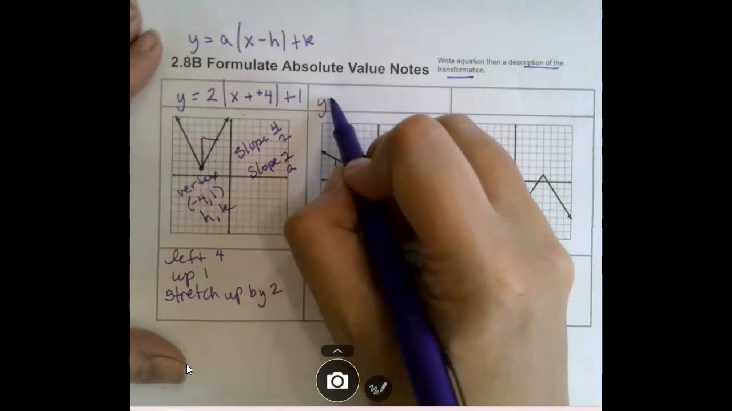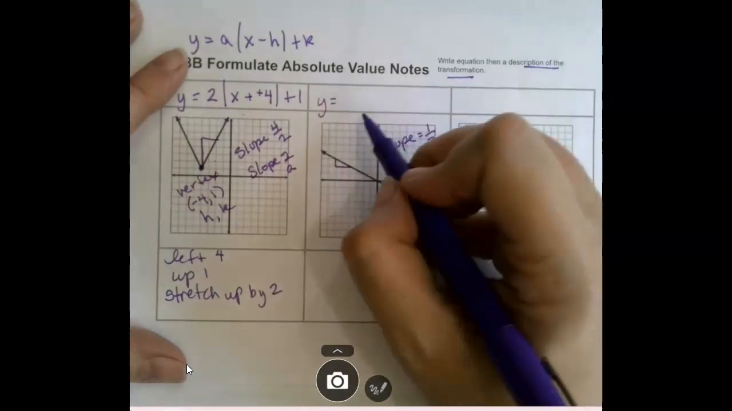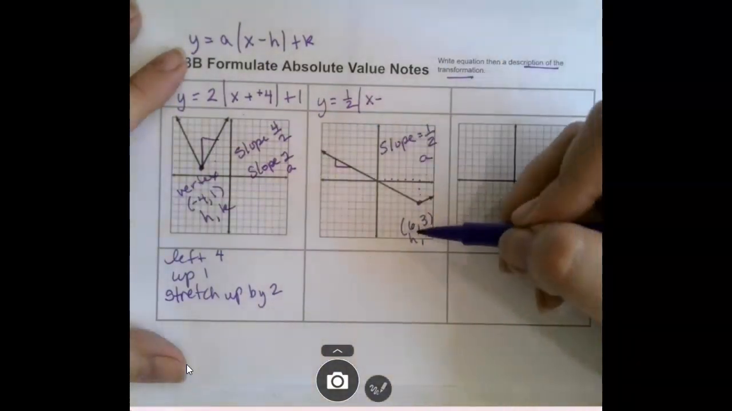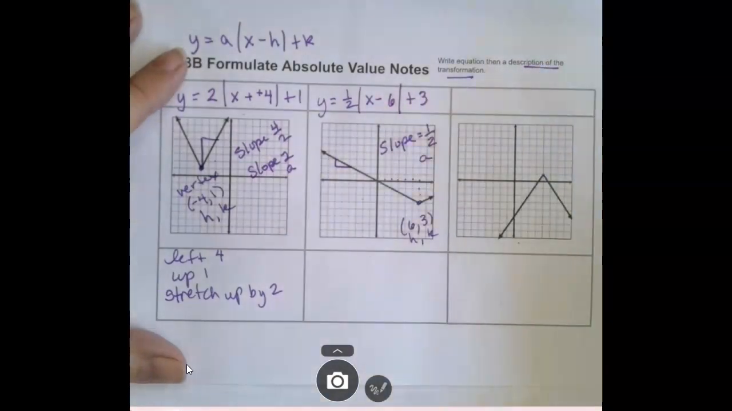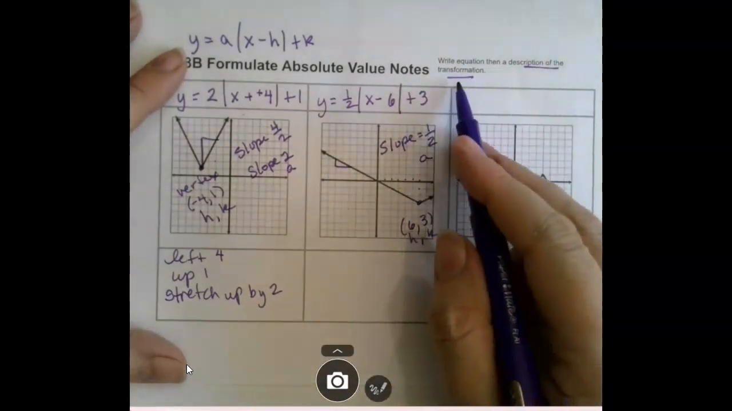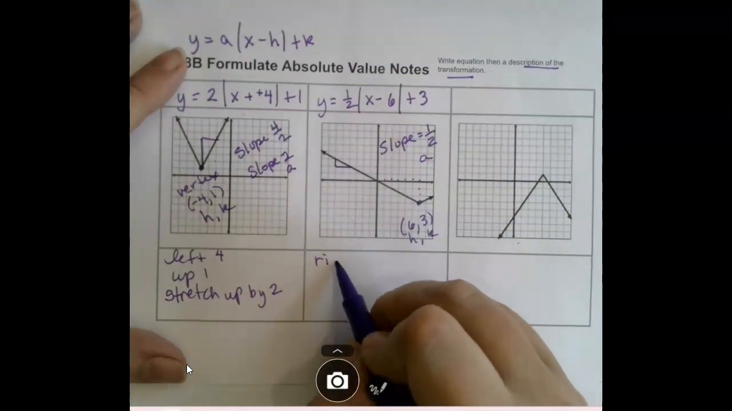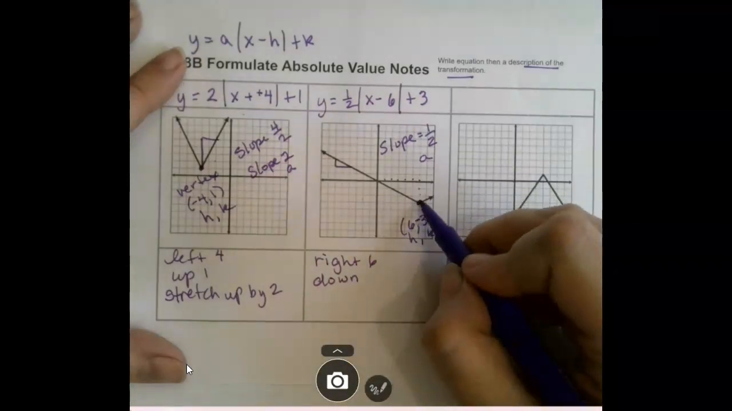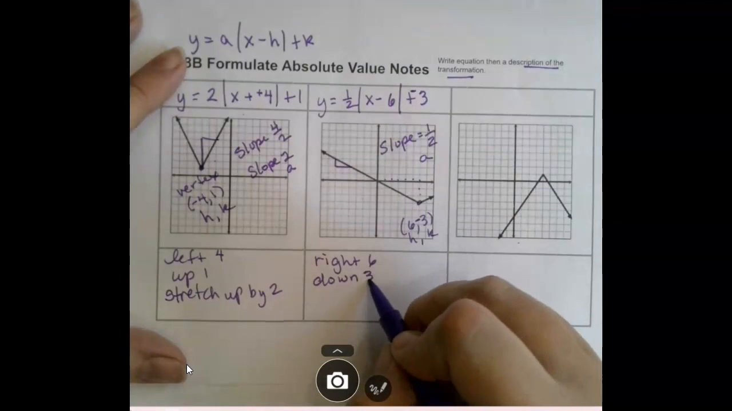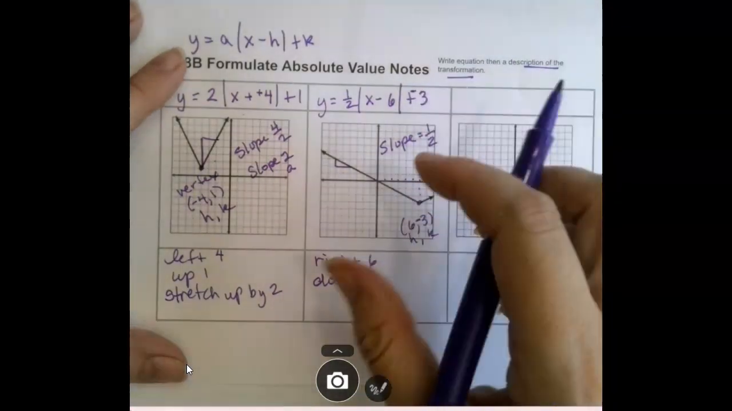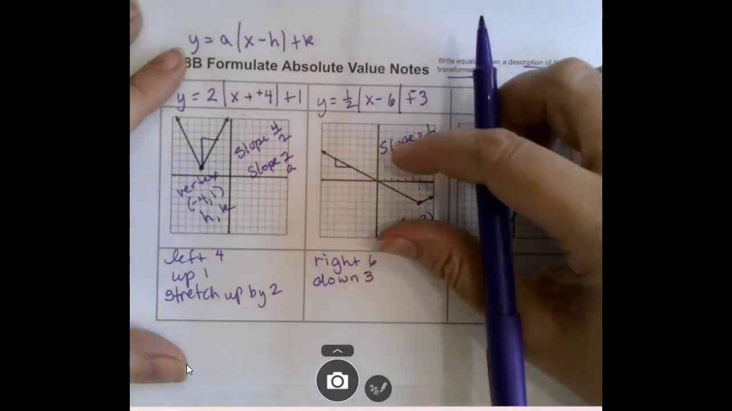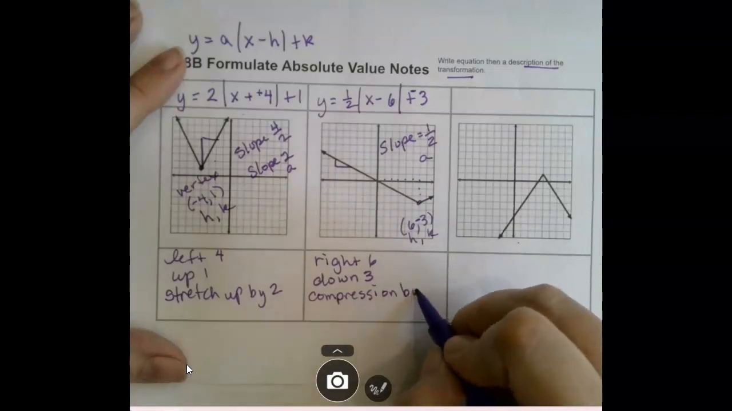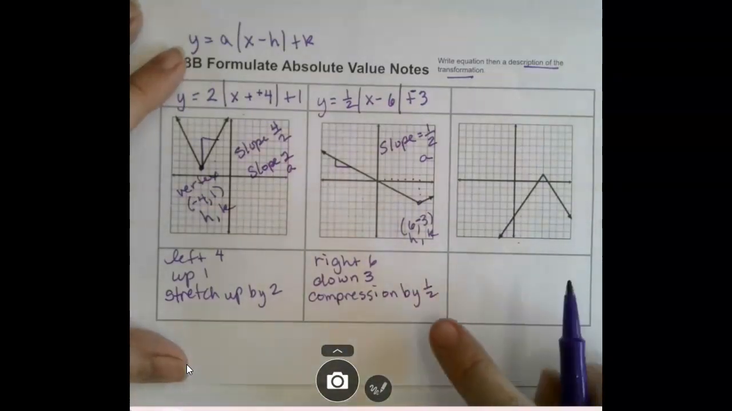And let's write our equation. Y equals, the slope is 1/2. This is my A. And here's my h, k. |x minus h| plus k. Now let's write our transformations. Right 6, down, oops, this was a -3 here, and this is a -3. Down 3. And this one is not a stretch up, but it's a compression. I pushed it down. Compression by 1/2. This is just the slope.